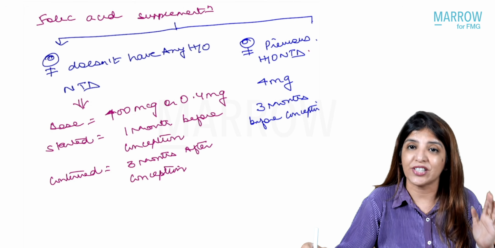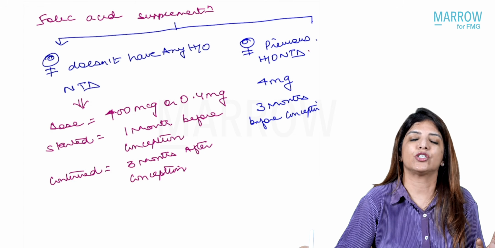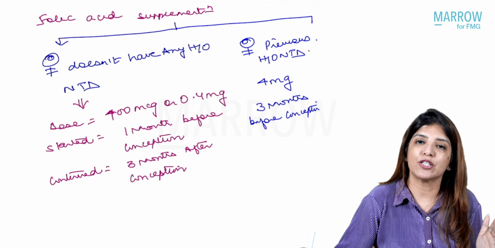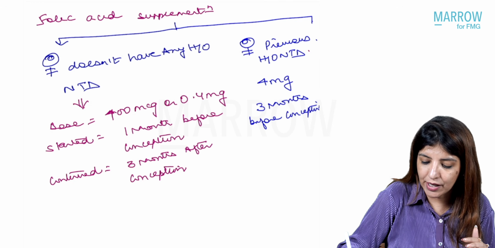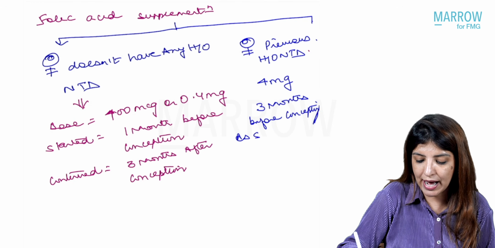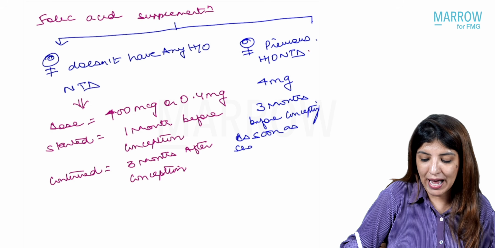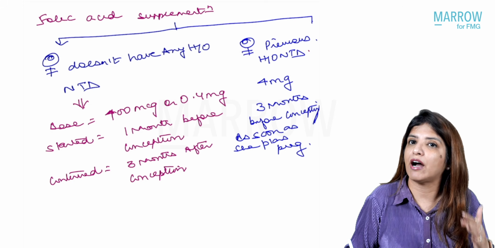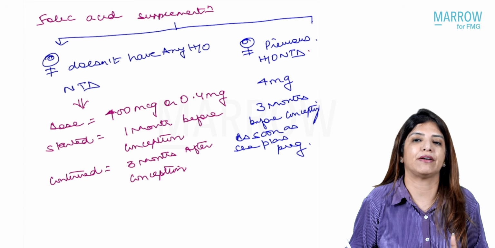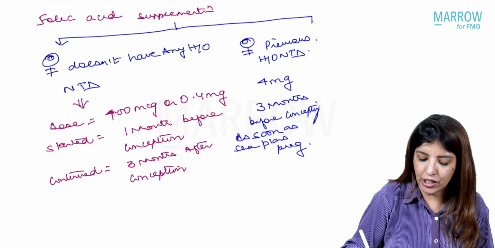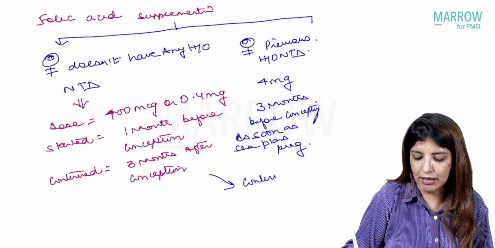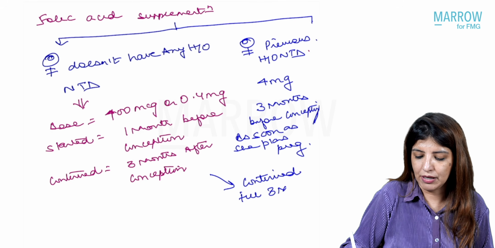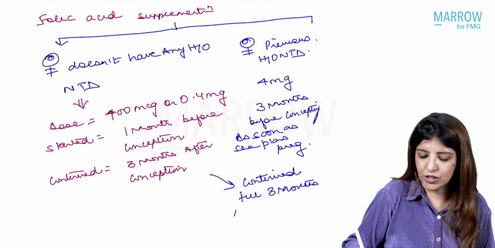So although theoretically we say that folic acid in a female with previous history of neural tube defects should be started 3 months before conception, a better answer would be as soon as she plans pregnancy. As soon as she plans pregnancy, I have to tell her to start taking 4 milligrams of folic acid. And again, it should be continued till 3 months after conception.